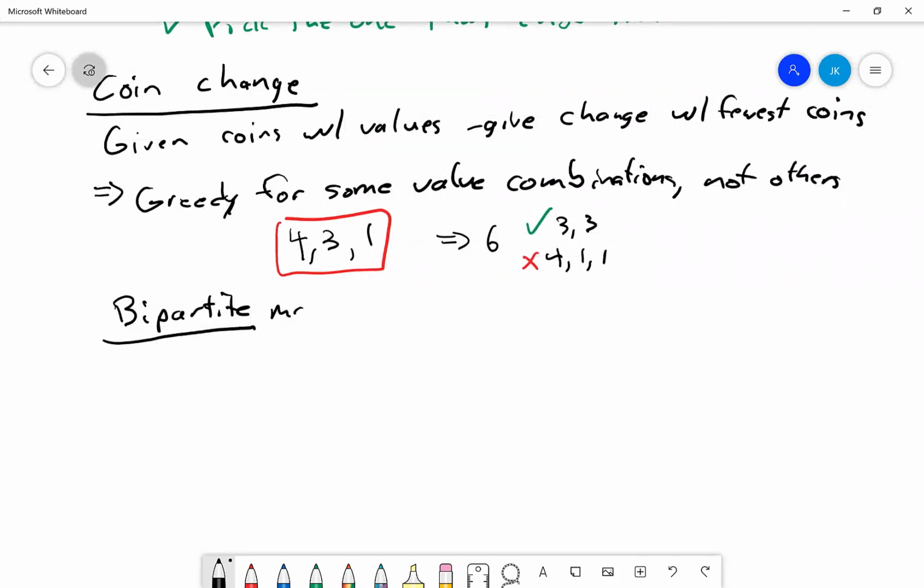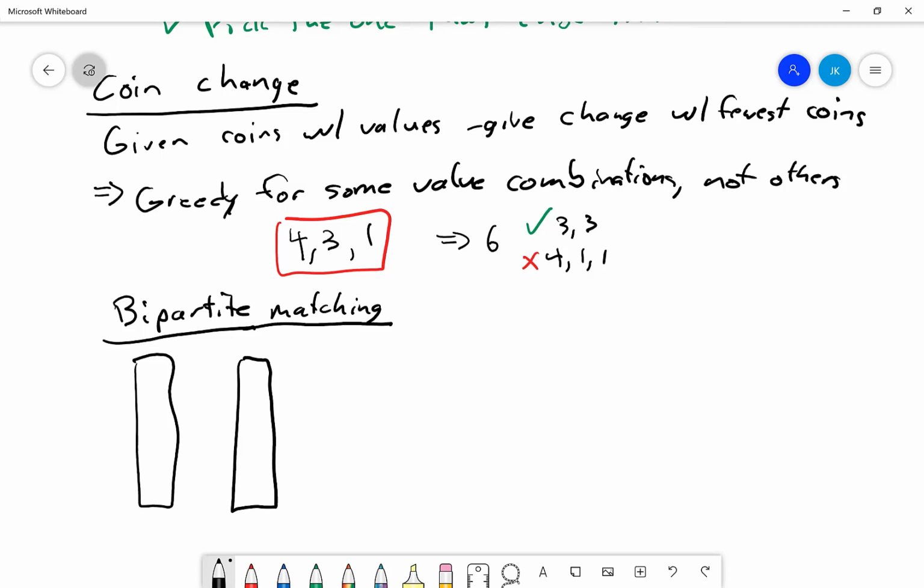But another one here is bipartite matching. The idea of bipartite matching is you have 2 lists: these are the things that you have, and these are the things that you need, and you want to match the things that you have with the things that you need. The idea is you always try to match the smallest have with each of the needs. If you do that along the way, you can get the optimal matching. You can meet as many needs as possible with what you have.